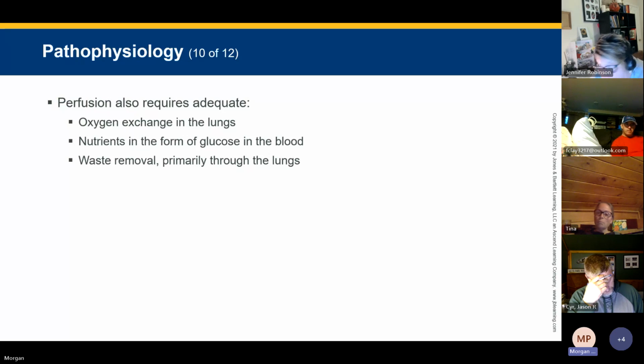So we'll get more into the form of glucose in the blood in the endocrine emergencies, but if glucose is too low, it uses glucose in order to make energy at the cellular level with the oxygen.